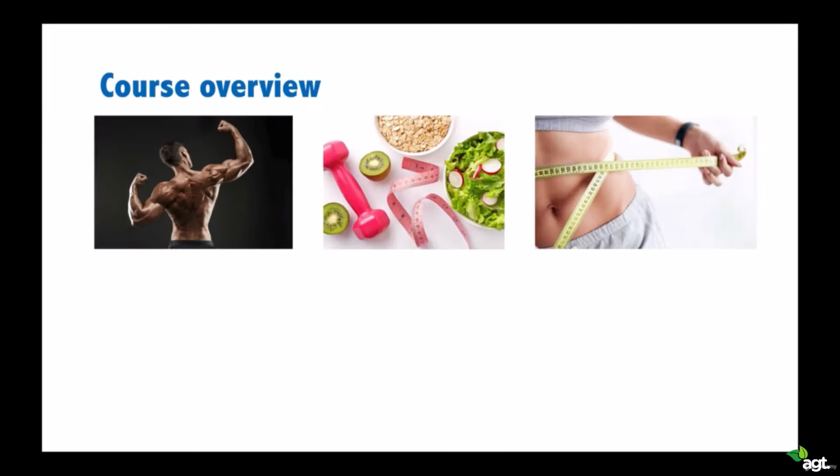Hi guys and girls, welcome to the course overview. In this course, I'll be going over the fundamentals for how to build muscle and how to lose fat in the most efficient way possible. Also, I'll be showing you great exercises with perfect technique that you can perform at home if you have no access to a gym, which will help you increase your muscle size or burn fat depending on your goals.